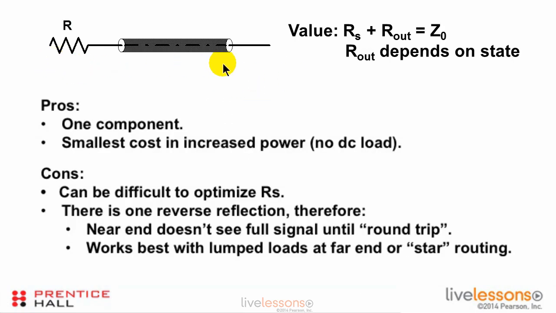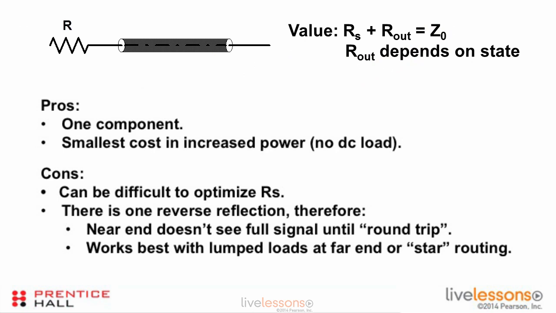This is an illustration of what we call series termination. We put a resistor at the beginning of the trace instead of the end of the trace. And the value of this terminating resistor right here is such that this resistor plus the output impedance of the driver together equals Z0. Now, the pros: this is one component, and it's the smallest cost in increased power. There's no DC load at all.